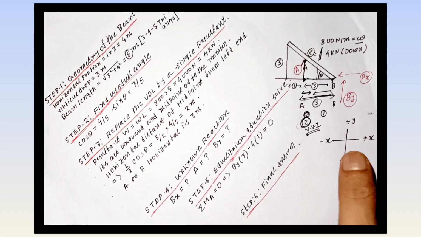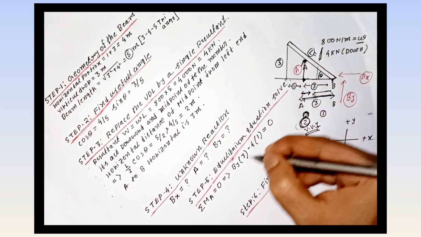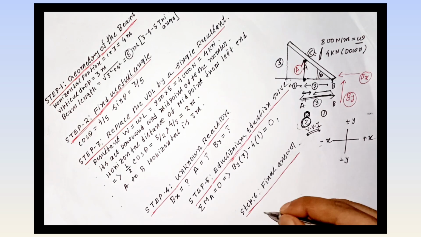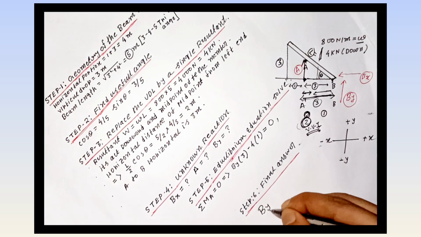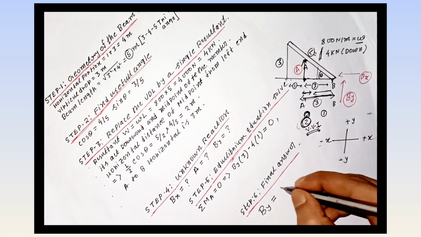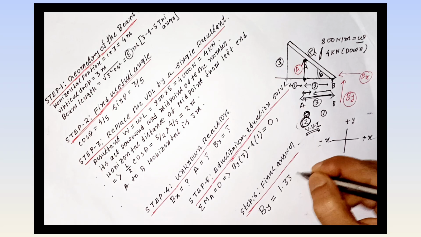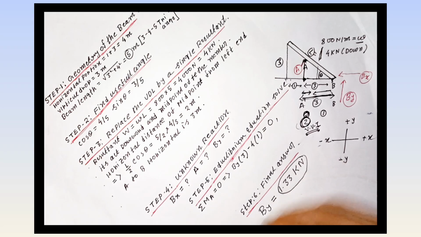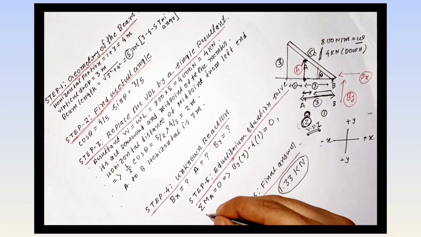This is our equation. Now very easy step. You can calculate and simplify yourself. So By equal to, the answer pops out automatically. 3 By equal to 4. By equal to 4 by 3. That is 1.3333 kilonewton, not Newton. You can convert to Newton also, no problem.